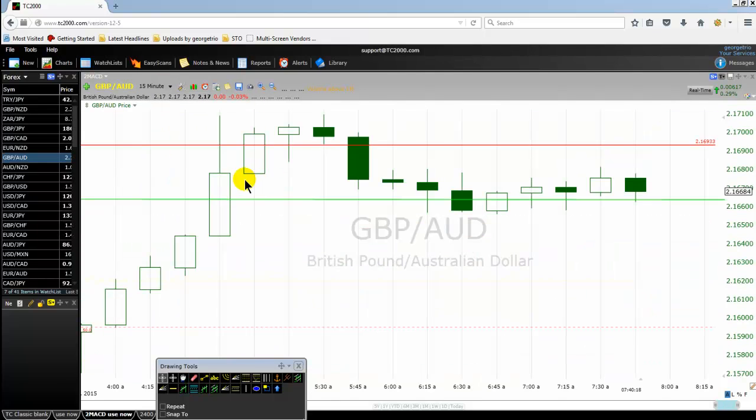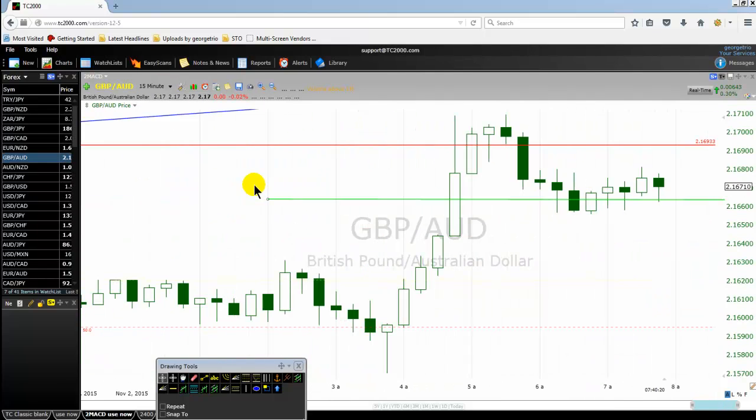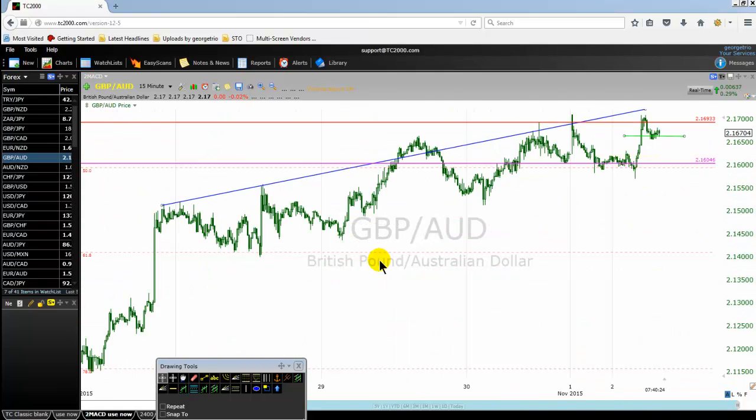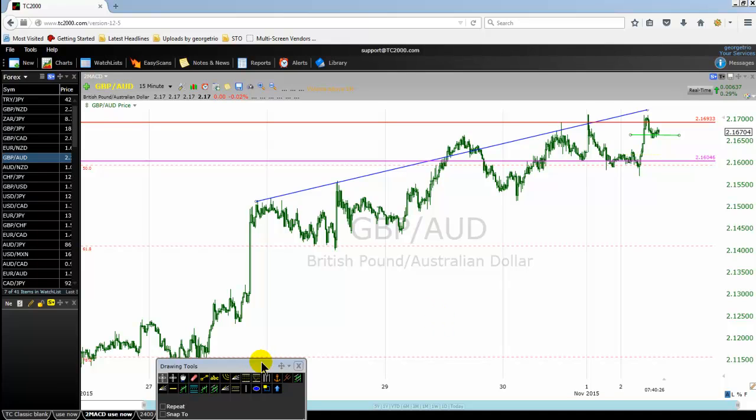Now I switch to the 50-minute chart, and I'm using the 50-minute chart as my signal and also as my entry. Pay attention to this trend line here. You see, there was a high here. So I joined this high and this high. Allow me to draw the blue line. You see the blue trend line here?